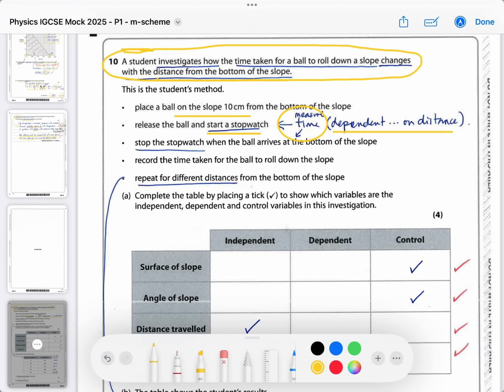Okay, and if you're doing a good experiment for GCSE, you want at least 5 different distances, to get a good graphical analysis of the situation. So complete the table by placing a tick, yes, to show which is the independent variable, which is the dependent variable, and any controlled variables that you think need to be ticked.